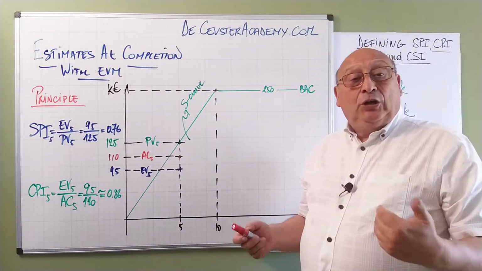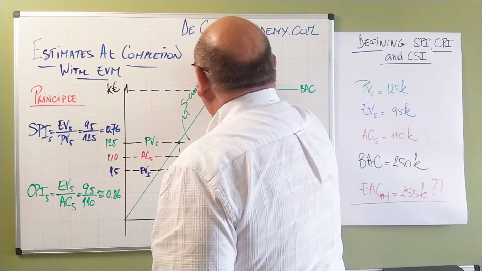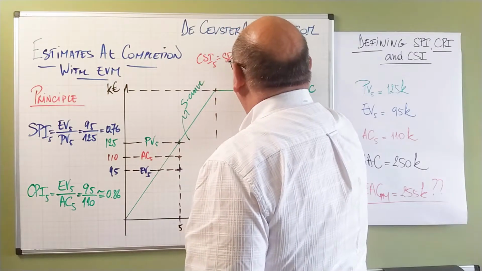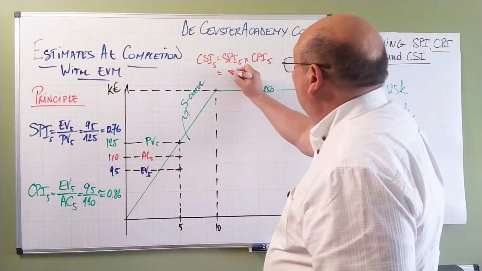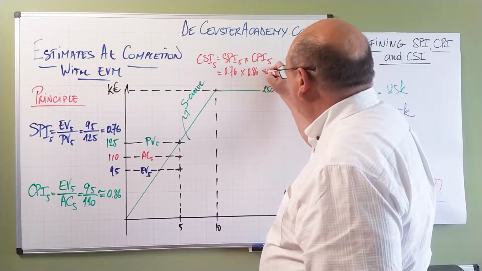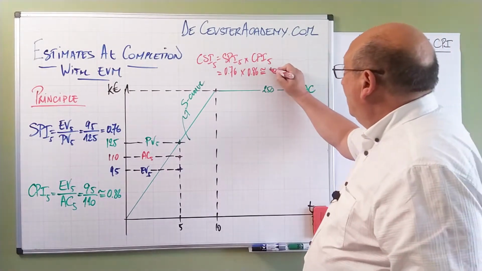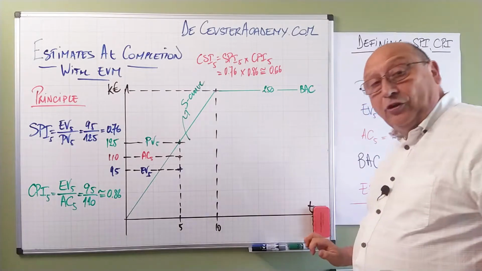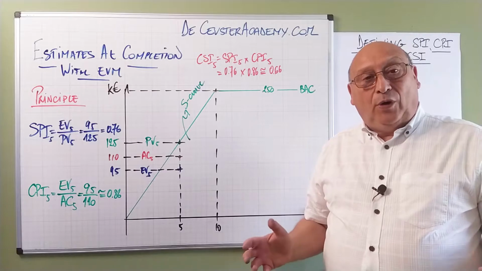The CSI, which is the product of those two. And the CSI at period 5 is the SPI at period 5 times the CPI at period 5, which is 0.76 times 0.86, which is approximately equal to 0.66. So if you found the same numbers in your calculations, then you did the calculations well.